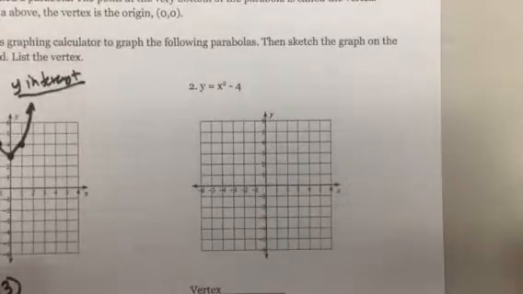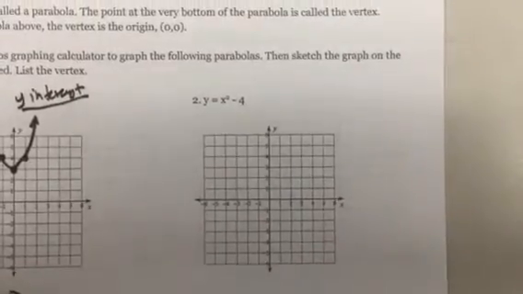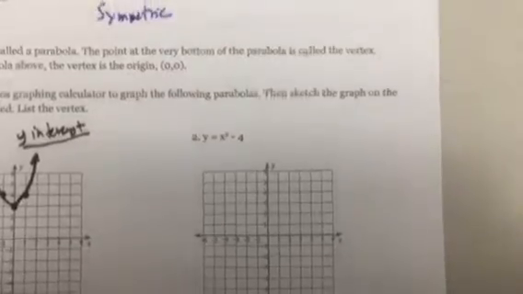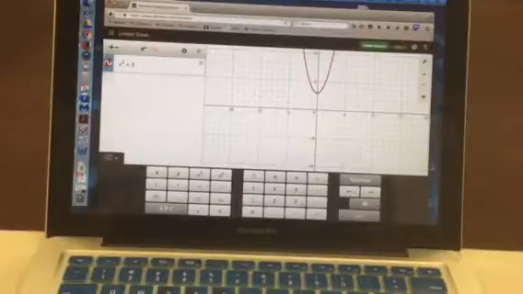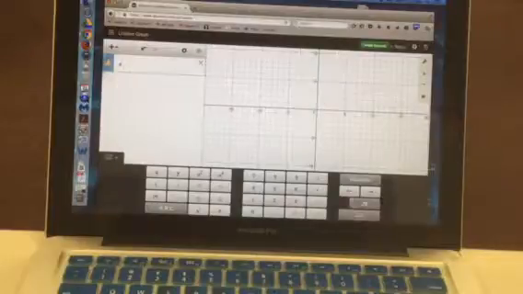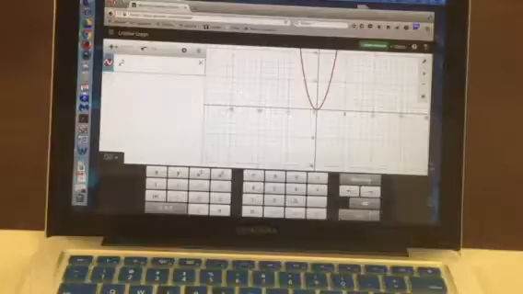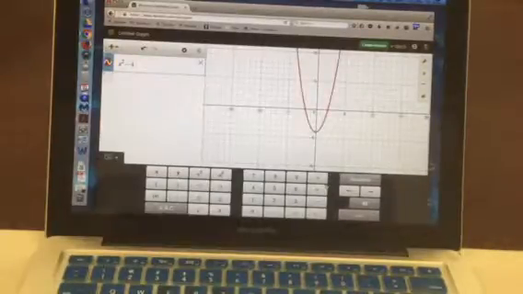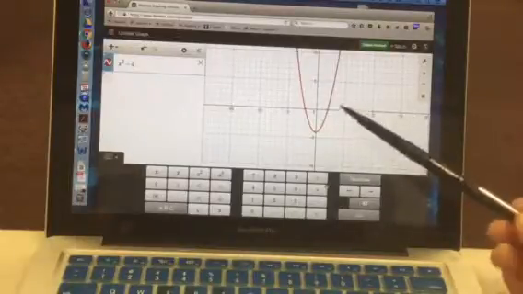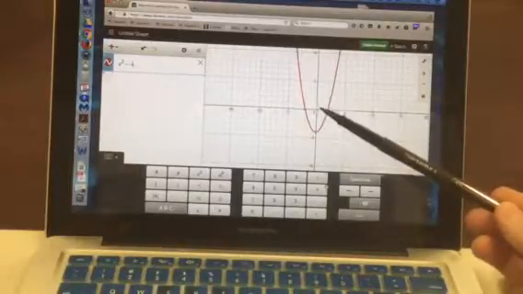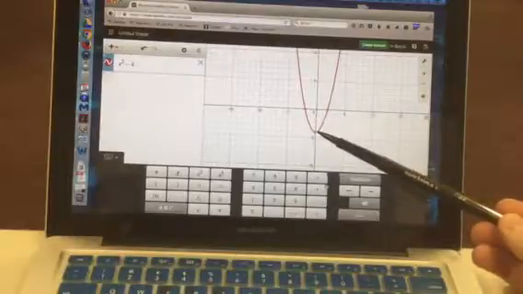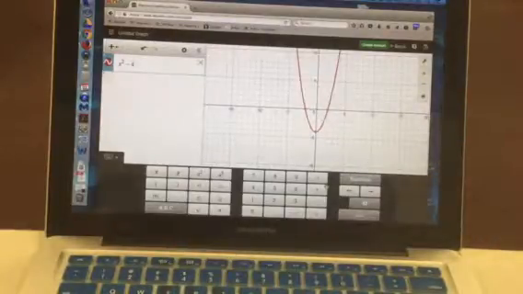Now, the second equation is y equals x squared minus 4. We're going to go back to Desmos, and we can erase the previous parabola equation. And now we're going to retype in x squared, this time minus 4. And now you'll notice the parabola, instead of going up 3 like last time, it simply moved down 4. So the vertex is at 0, negative 4.